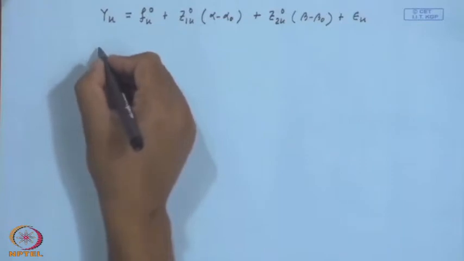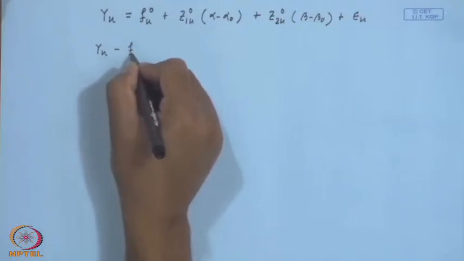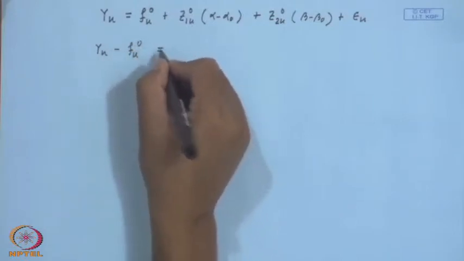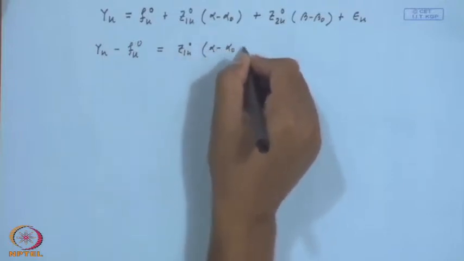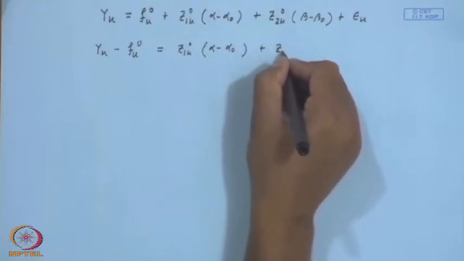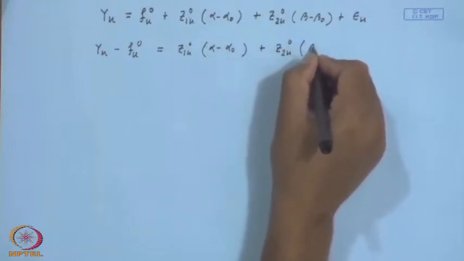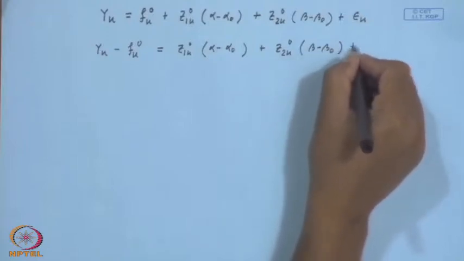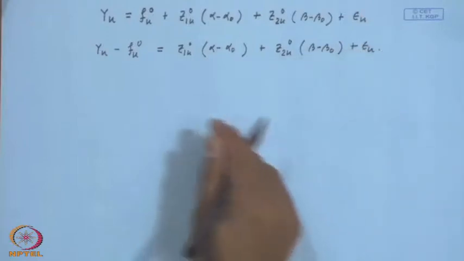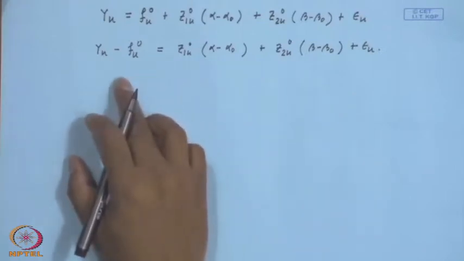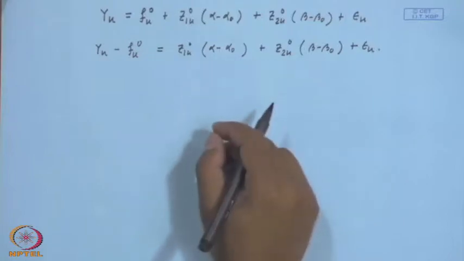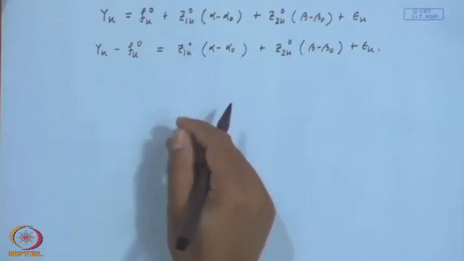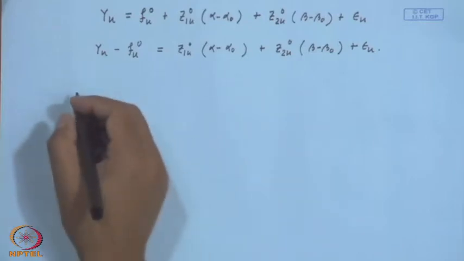This can be written as YU minus FU naught, which is equal to Z1U naught times alpha minus alpha naught plus Z2U naught times beta minus beta naught plus epsilon U. Now, here you can see that this one is a multiple linear regression model involving two parameters. Well, I would like to write this now in matrix form.